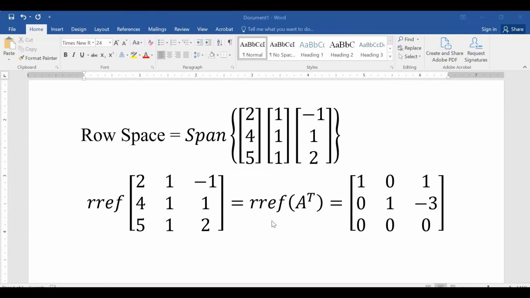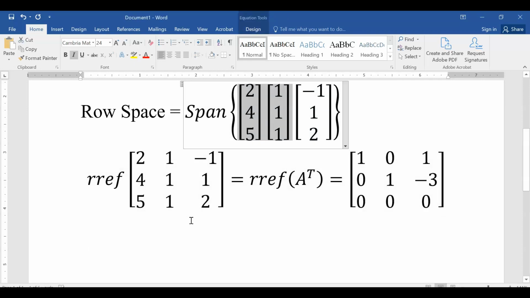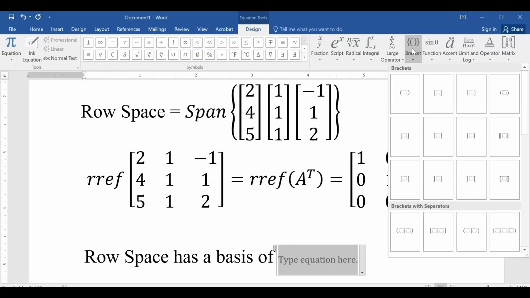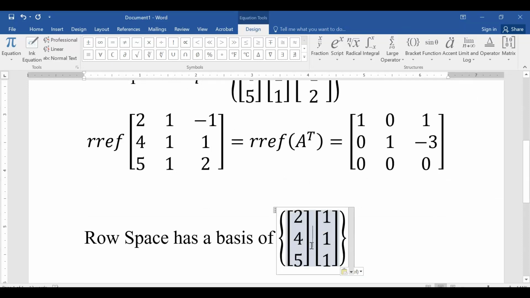So let's say we row reduce that and get this matrix. And so what we have is that the row space is going to have dimension 2, and it's going to have a basis of these first two vectors. So the row space has a basis of, well, goodness, those two vectors. Okay, so the row space would have dimension 2.